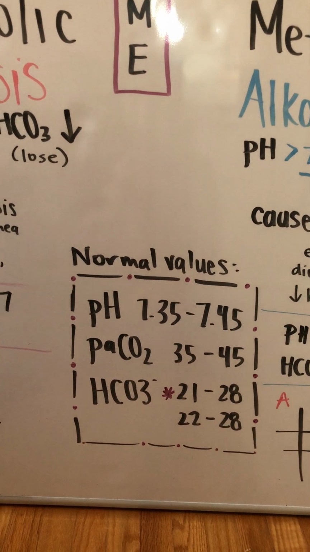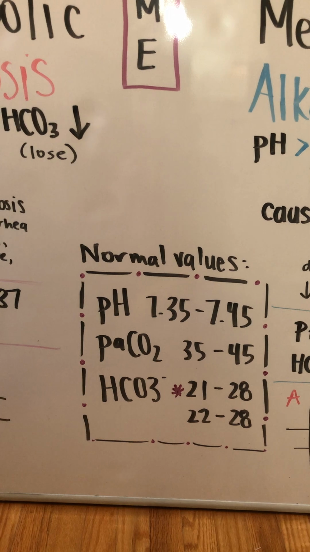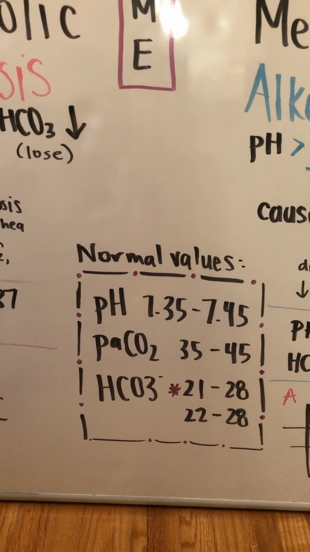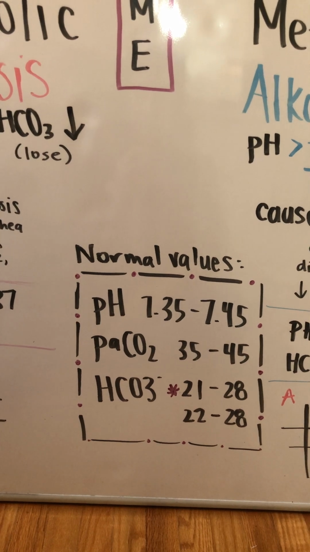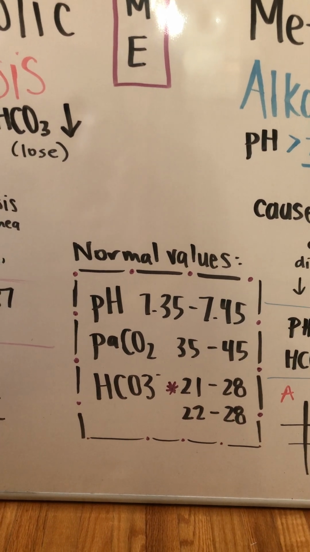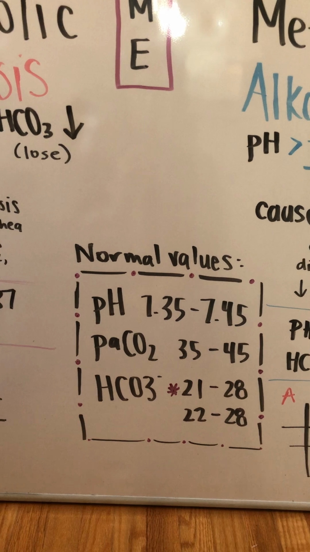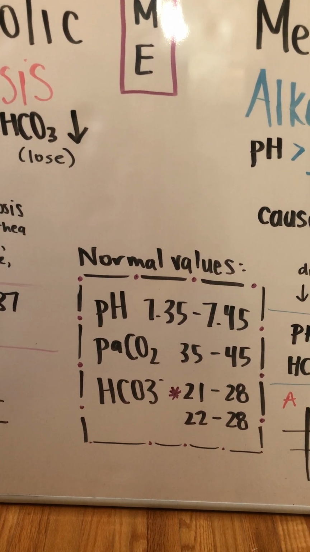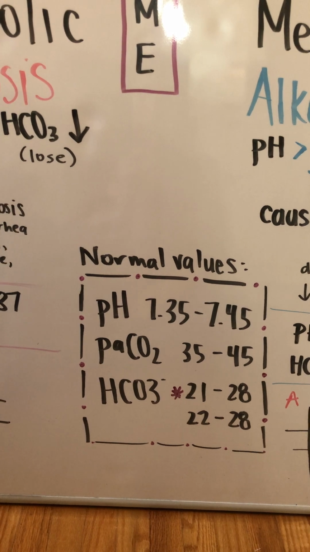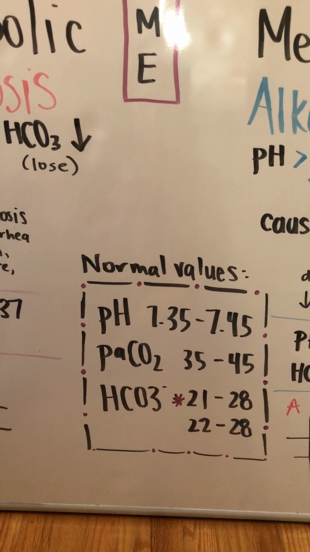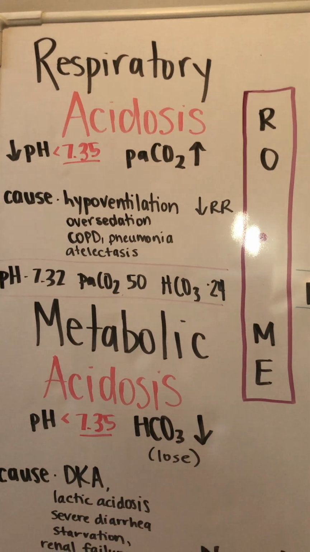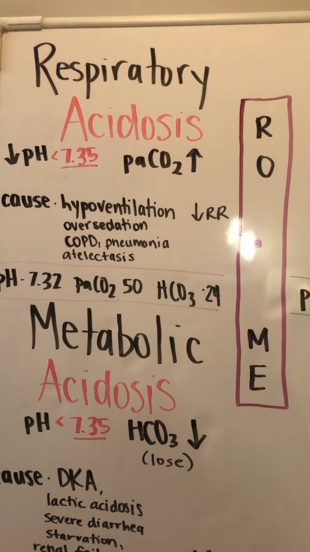And then with bicarb, the normal range according to your textbook is 21 to 28. At Blue Water Health, it's 22 to 28, and in some other organizations, it's 20 to 26. So anywhere within the range of like 20 to 28 could be normal. In your textbook, it is 21 to 28, and so that is the number that we'll be going with for the purposes of the midterm and exam. Remember also the ROME, respiratory opposite, metabolic equal.